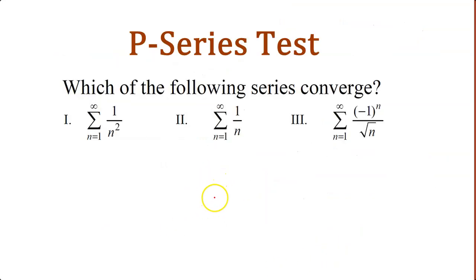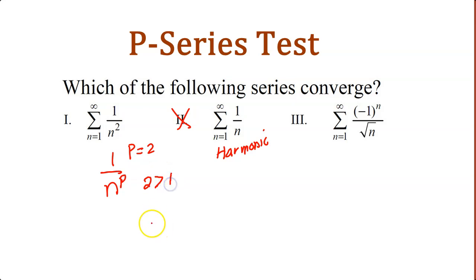In this example, we're looking at which of the following series converge. Well, we can see this is the harmonic one. This is the one we just talked about. The harmonic series definitely diverges, so we're going to throw that one out. 1 over n squared is just in the form of 1 over n to the p, where p is equal to 2. And obviously 2 is greater than 1, and based on our rule, it converges. So we're good here, right?